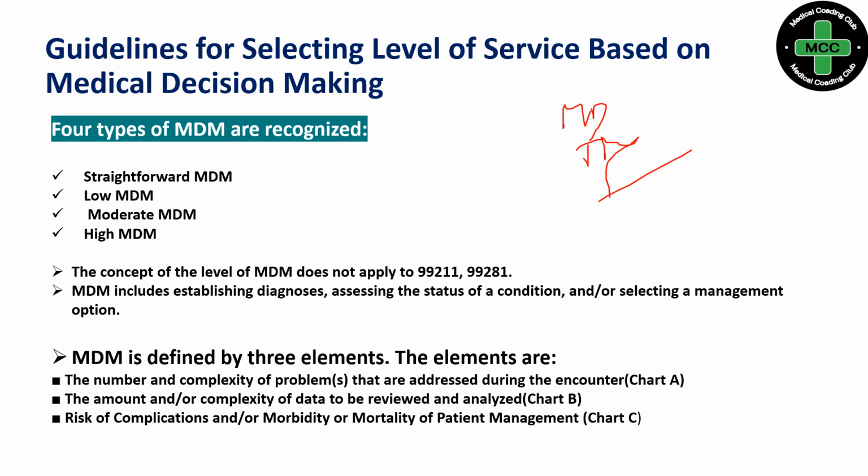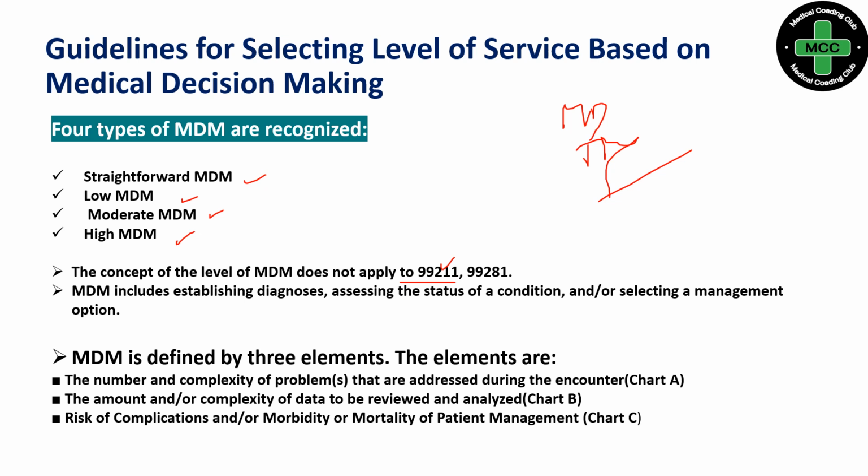So four types of MDM are recognized: straightforward MDM, low MDM, moderate MDM, and high MDM. Whatever the MDM we get, based on that, the respective E/M code, whether it is a new patient or an established patient, we will check and assign the code. And this MDM concept does not apply to 99211 and 99281. 99211 is an E/M outpatient established visit. 99281 is an emergency department visit. Both are for a nurse visit, not for a provider. So MDM is purely for provider coding.